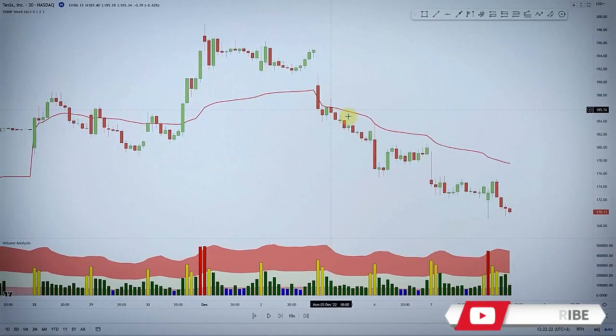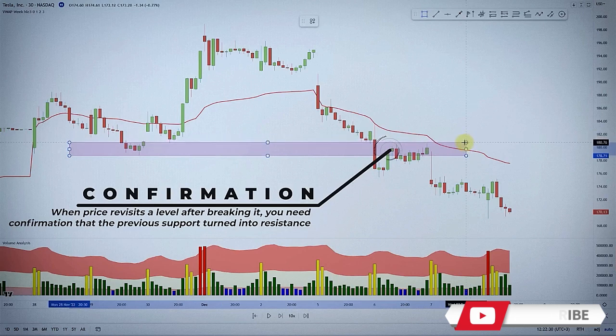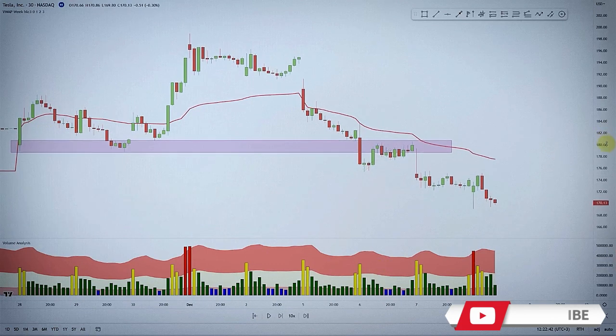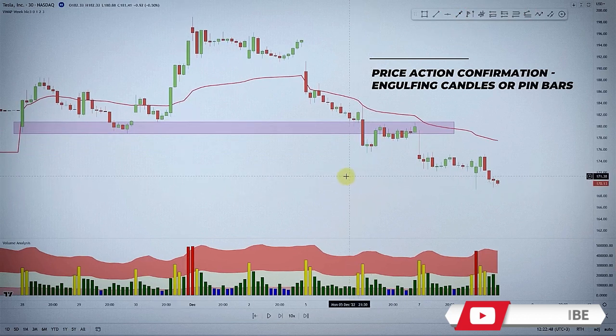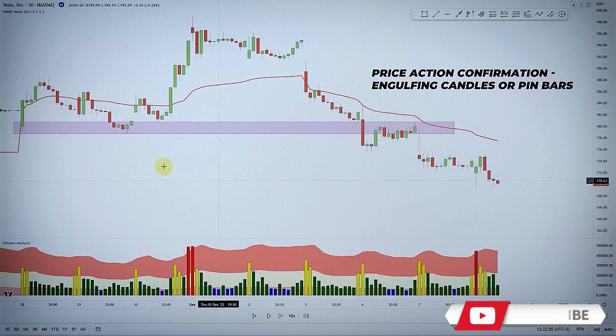It isn't enough to simply see the market touch a broken level as a new support or resistance. When the market revisits a level after breaking it, you want to see some sort of confirmation that the previous support level turned into resistance, and vice versa, a previous resistance turned into support. A simple method to enter into trades at a retest of the breakout level is by using price action, more specifically, using candlestick patterns, such as engulfing candles or pin bars. We talked about them in a previous module.